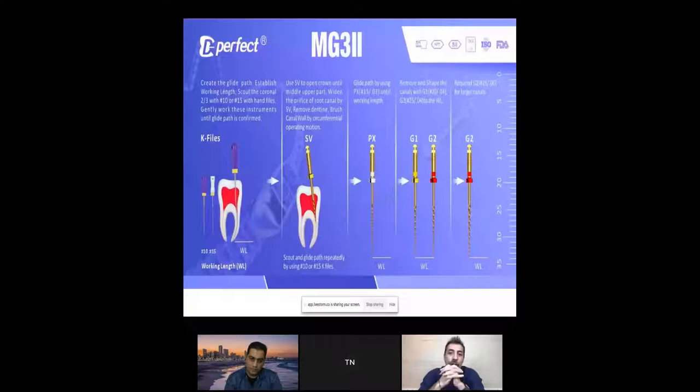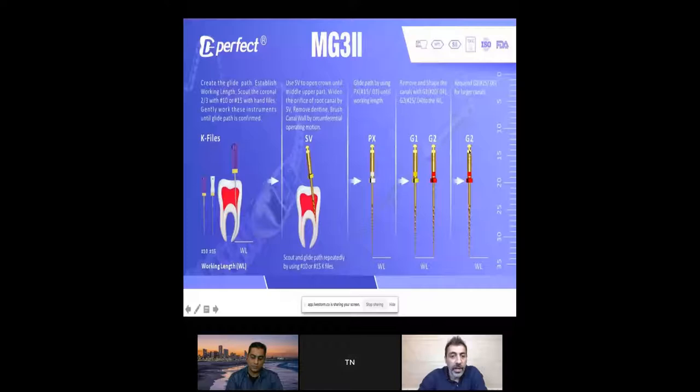So it's going to do the work of both files in a single file, which is more handy and more practical for the clinician. Then we have the G1, G2, and G2 as well. 25.4% for the first G2 with two stripes, and the G2 with three stripes is a 6% taper. So here you cannot get lost. It is a glide pass file with three finishing files, two at 4% taper and one at 6% taper.